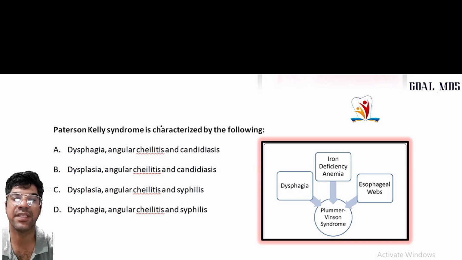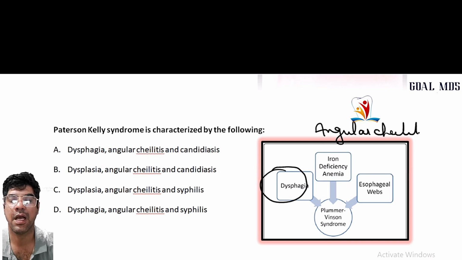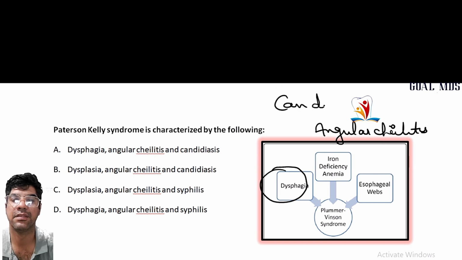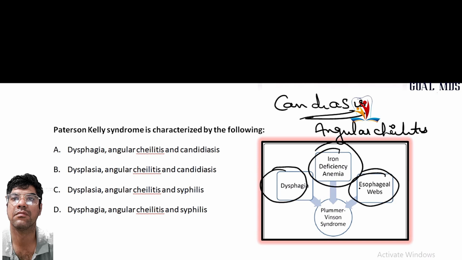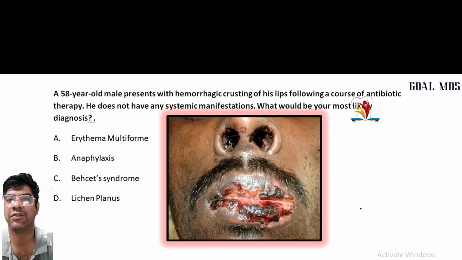Moving to the next question, Patterson-Kelly syndrome. Patterson-Kelly syndrome is also known as Plummer-Vinson syndrome. So there will be dysphagia, difficulty in swallowing, angular cheilitis, and candidiasis. So this one is the triad: dysphagia, iron deficiency, esophageal web. We discussed it just a few minutes back. Moving to another question.